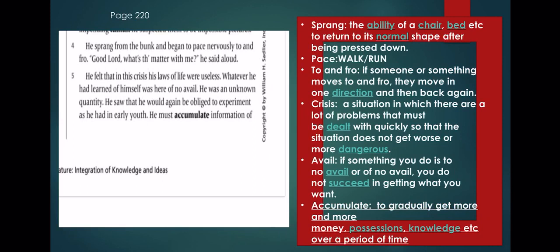Let's continue reading. "He sprang from the punk and began to pace nervously to and fro. 'Good Lord, what's the matter with me?' he said aloud." So he sprang, he returned the punk to its normal shape. He jumped from the bed he was lying on, and began to pace nervously.